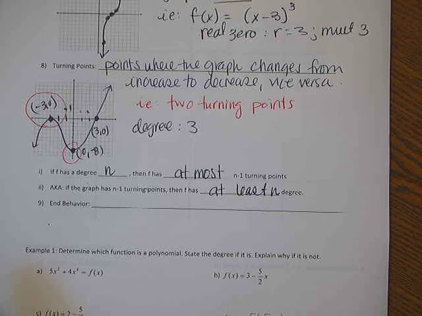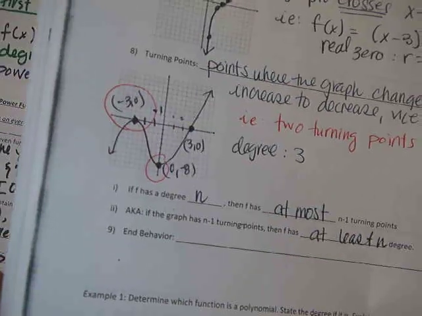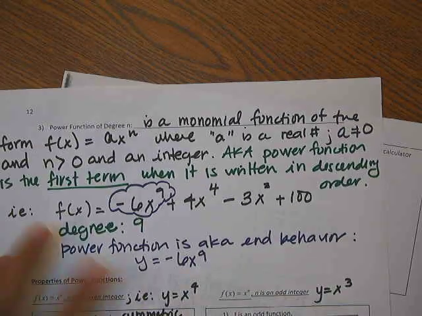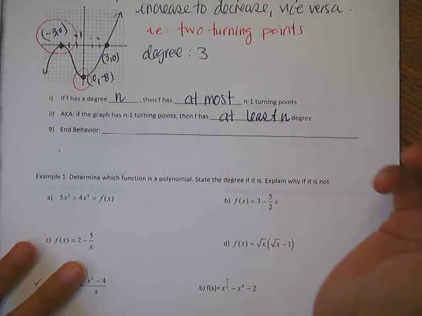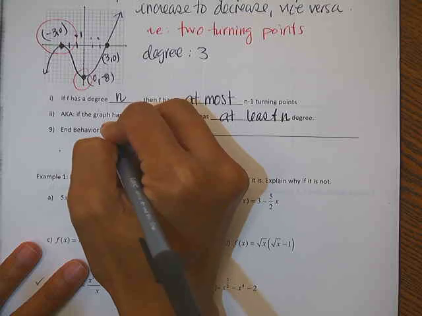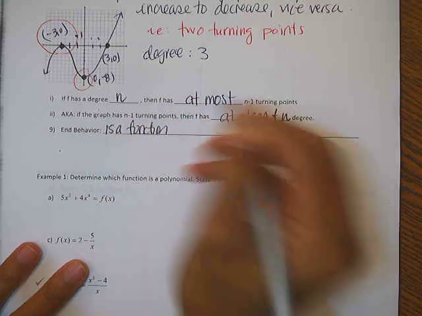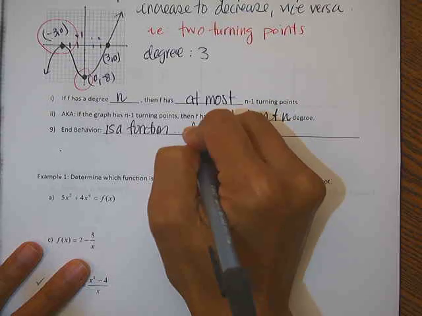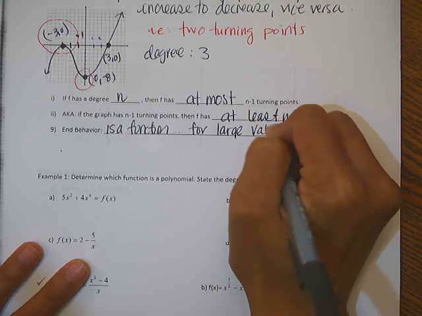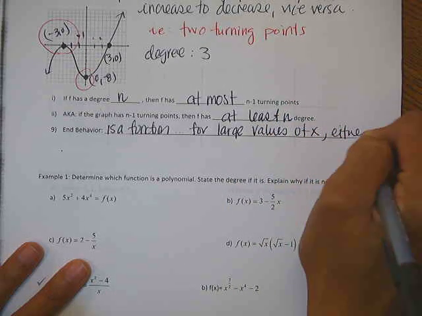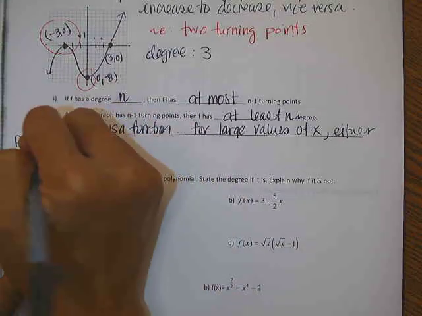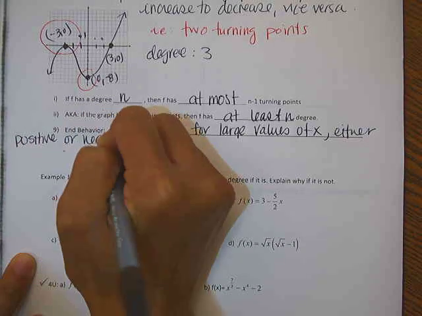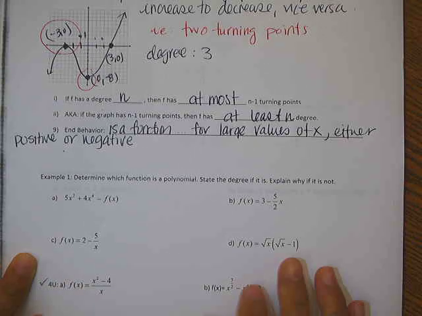Okay. End behavior, it's something that we've seen before, and let me look back for you. End behavior is also called the power function of n degree. Excuse me. So it's very similar, okay? So end behavior, it's a function. So make sure we have a y equals or an f of x equals. And, okay, it's a function for large values of x, either positive or negative. Okay, so it can be negative, it can be positive.